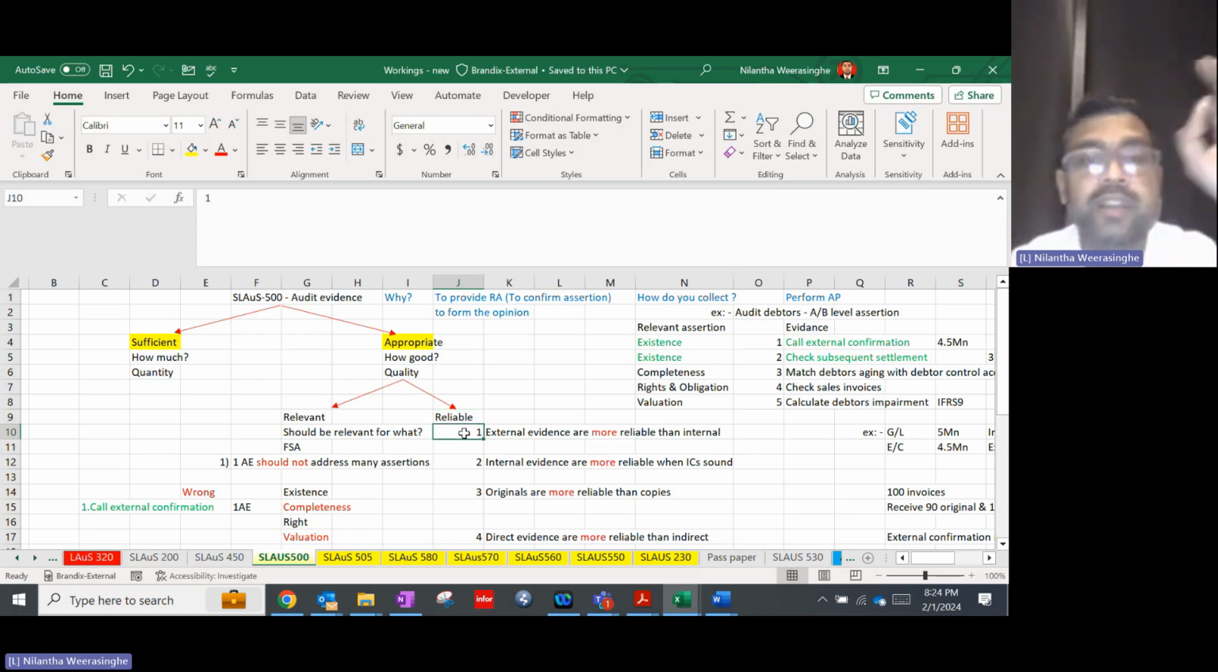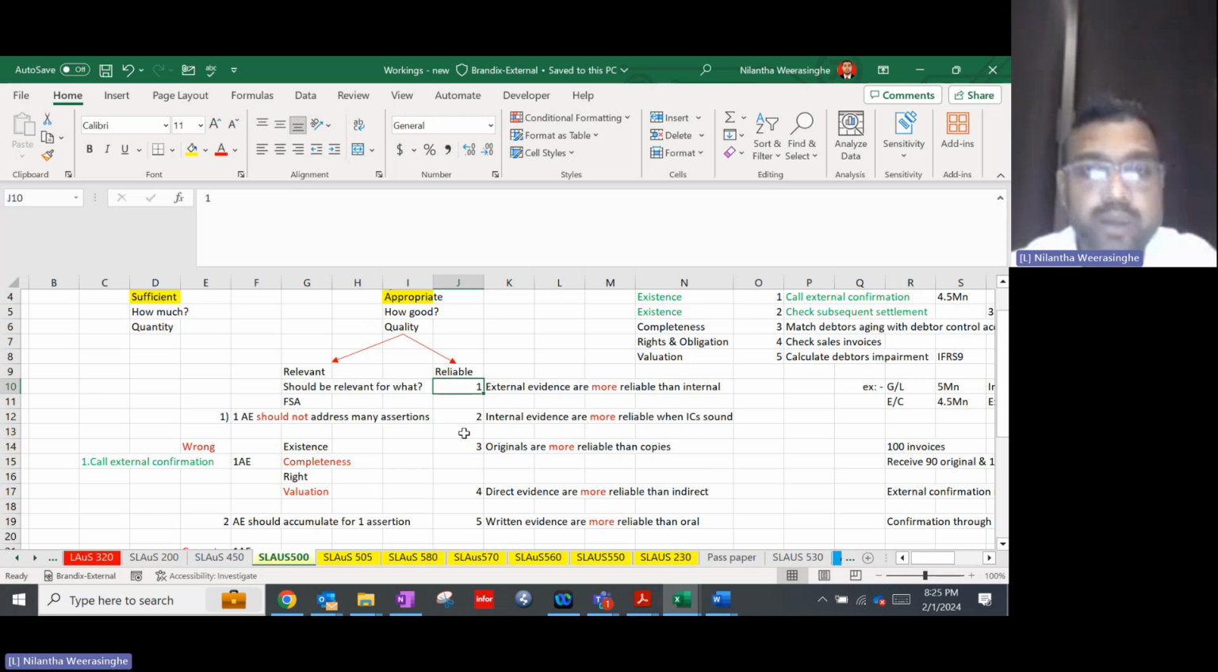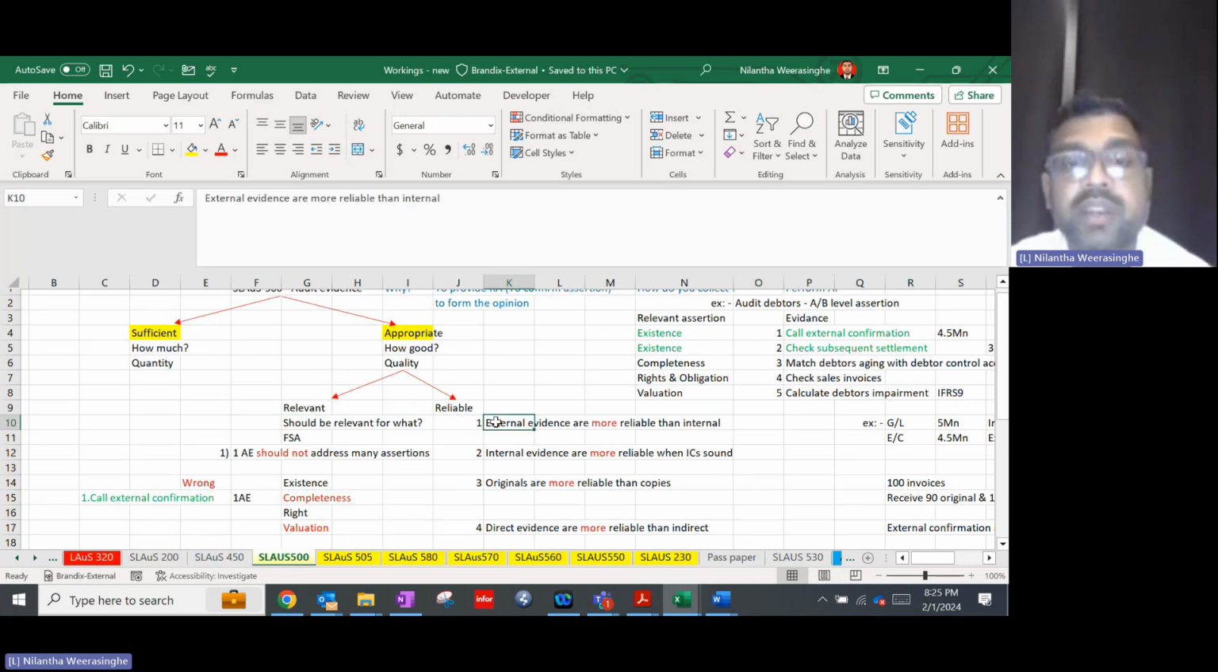Number one, some audit evidence is internal, some is external. Always remember, external evidence is more reliable than internal evidence. Internal evidence comes from within the business, within the management. External evidence you collect from external parties: suppliers, customers, bankers, experts, valuers. It is independent evidence. This does not mean internal evidence is not reliable, but compared to internal evidence, external evidence is more reliable. Don't misunderstand.